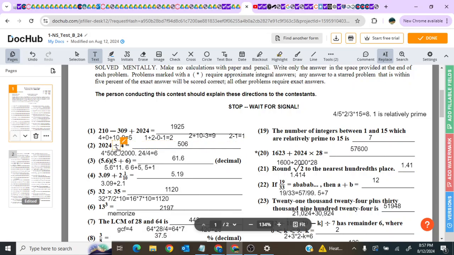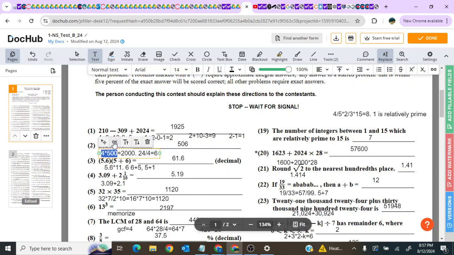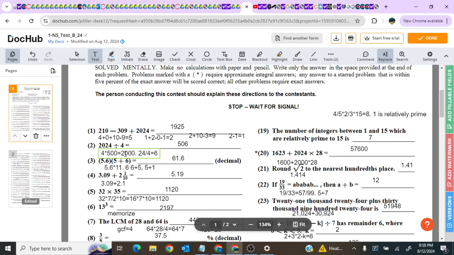2024 divided by 4 is equal to what? Well, if you realize 4 times 500 is 2000, it's not too hard to figure out. So 500 plus 24 divided by 4 will get you 500 plus 6, because you're basically dividing in two parts. 2000 divided by 4 plus 24 divided by 4, and you get 506.